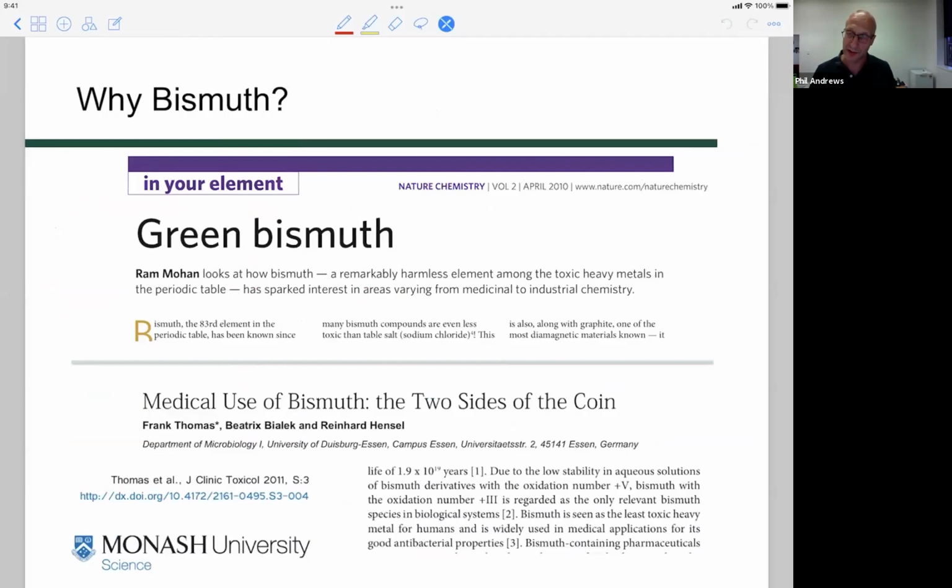The one I've been talking about and interested in is bismuth. So bismuth, for some reason, and I could talk for hours on this, I'll try not to, is a heavy metal that has got incredibly low toxicity in humans, but is a very effective antimicrobial metal. We need to understand why that's the case. So in Nature Chemistry back in 2010, Ram Mohan wrote about green bismuth, the environmentally friendly heavy metal. Now, you can't simply say that it's completely non-toxic. So later on, there was a more balanced approach where we talked about the medical use of bismuth, two sides to the coin. So it really depends what the structure of the compound is.